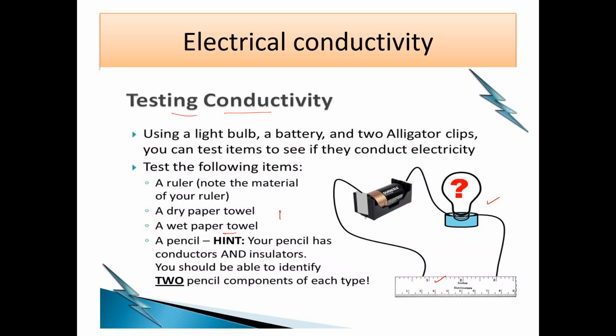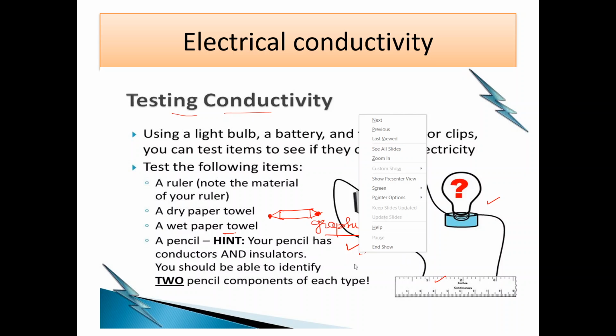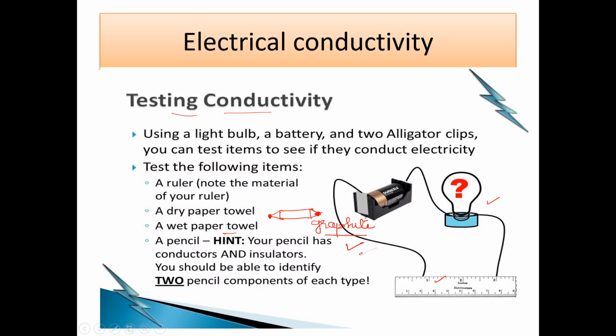Pencil, you have to sharpen both the ends. So when the wire touches the pencil lead, which contains which non-metal? Graphite. So it will glow because graphite is a conductor of electricity. This is the exception. In the case of non-metals, only graphite conducts electricity.